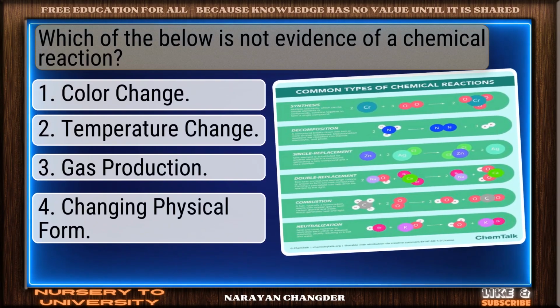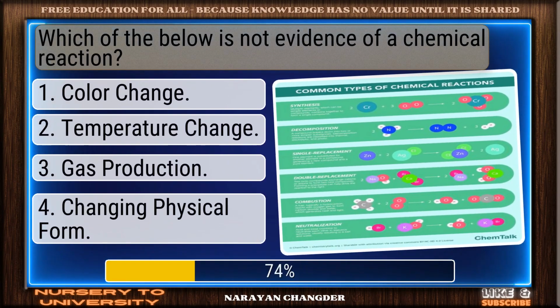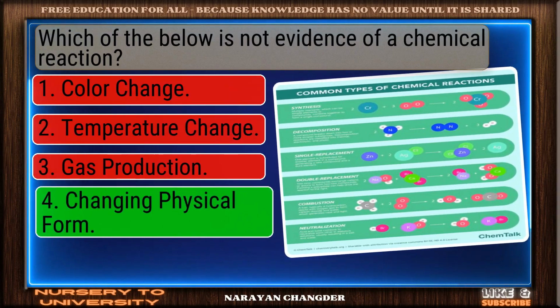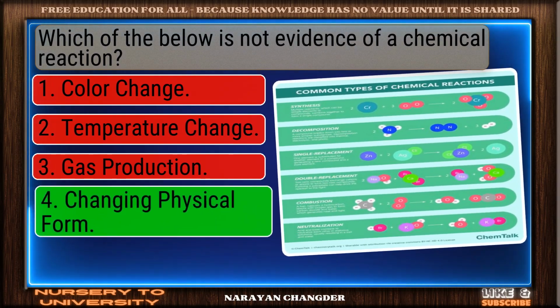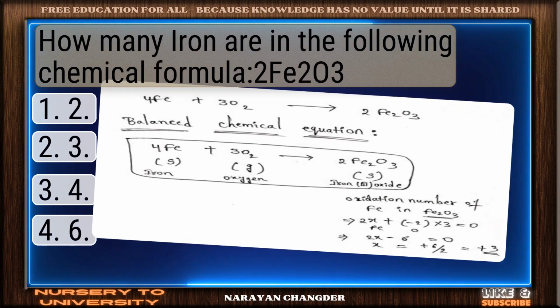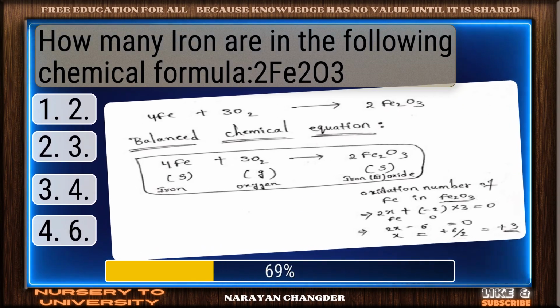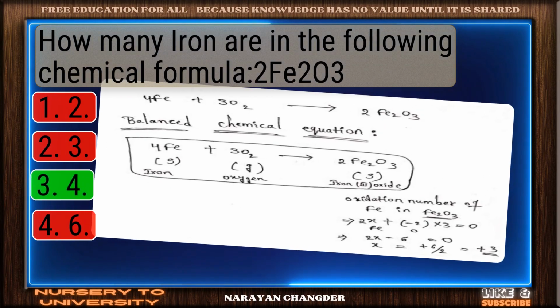Which of the below is not evidence of a chemical reaction? Smart pick. Changing physical form is the correct choice. How many iron are in the following chemical formula? Fe2O3. Correct response. 4 is the most accurate answer.